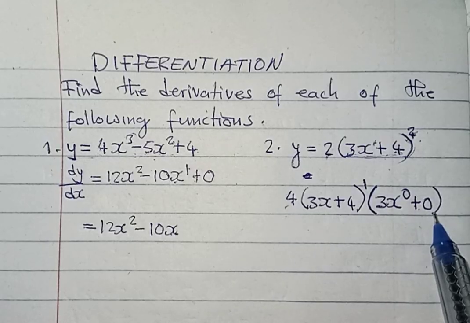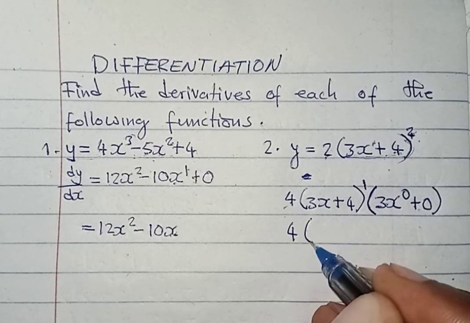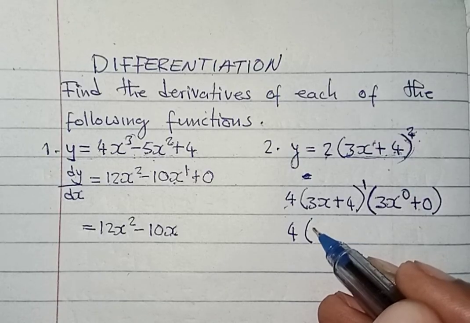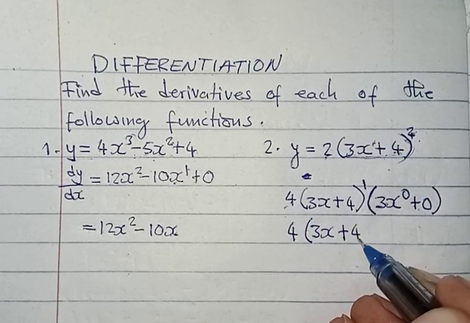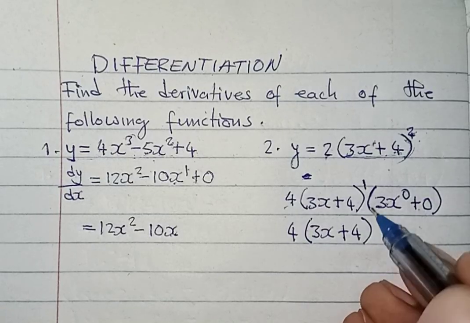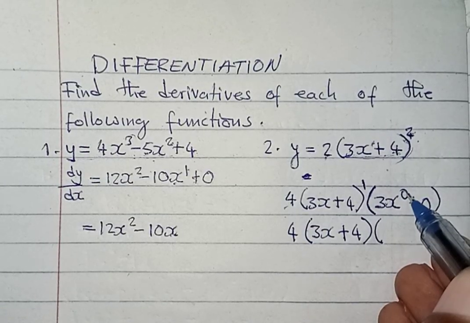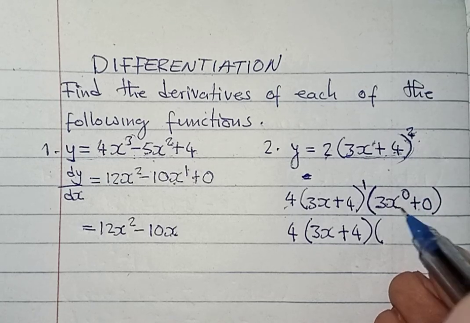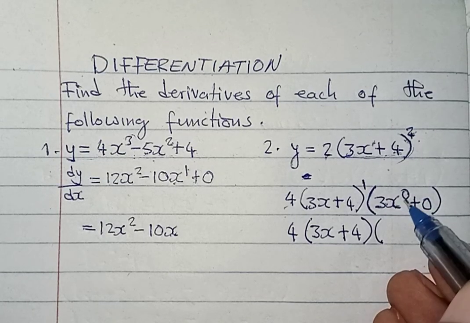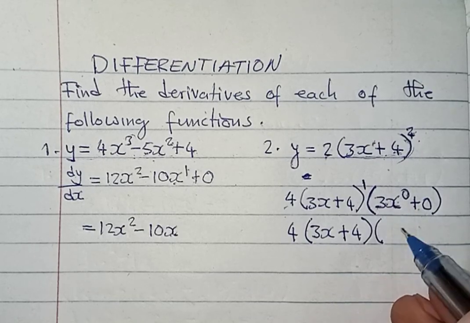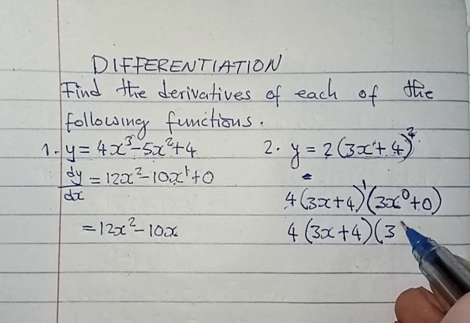We can simplify this expression. So we have 4, then 3x plus 4, close, 1, then we have this. X to the power 0 is 1, since a number to the power 0 is equal to 1 apart from 0. So x to the power 0 is 1, and 1 times 3, we have 3. 3 plus 0 is 3.